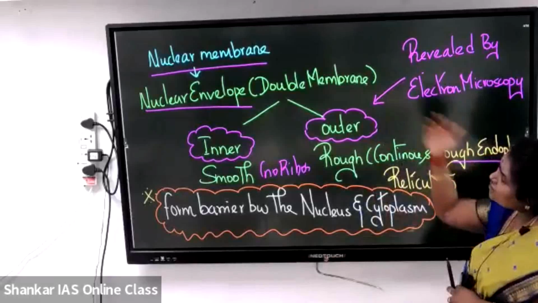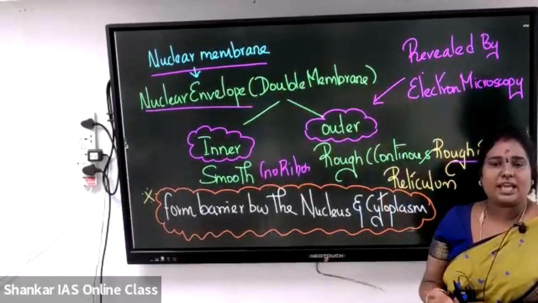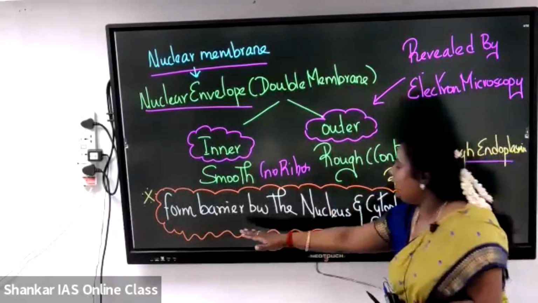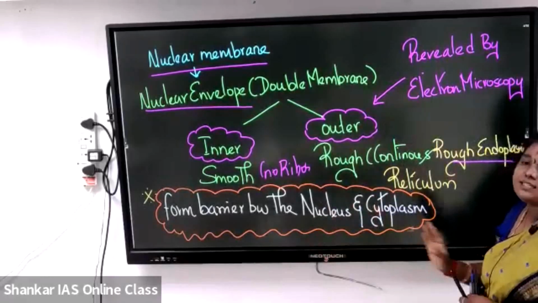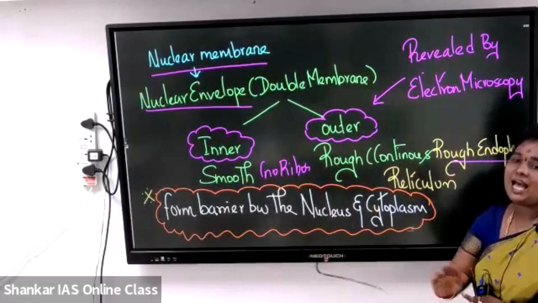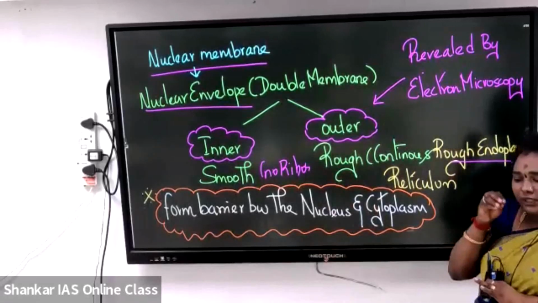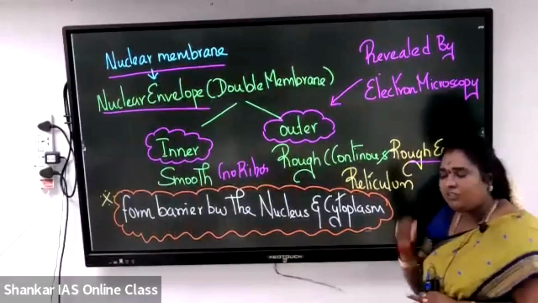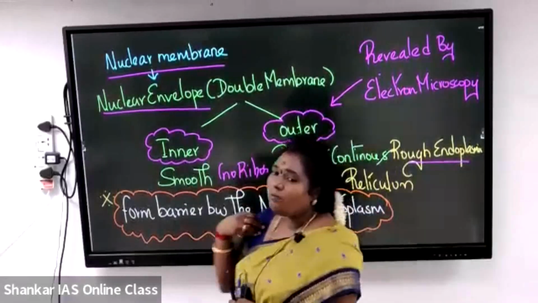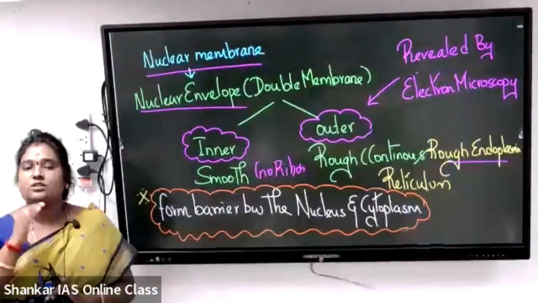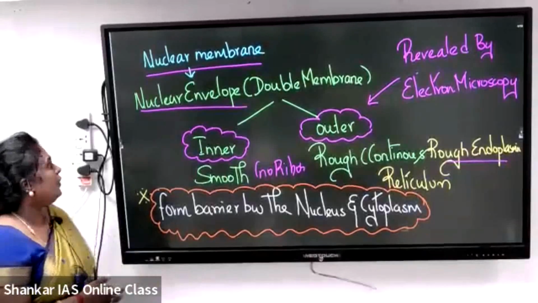And what is the function of this nuclear membrane? That will be the next question. What is the purpose of this membrane? They act as a barrier between the nucleus and the cytoplasm. Whatever is present in the nucleus will not go to the cytoplasm, and whatever is present in the cytoplasm cannot just enter the nucleus. So they act as a barrier. That was the major function of a nuclear membrane.